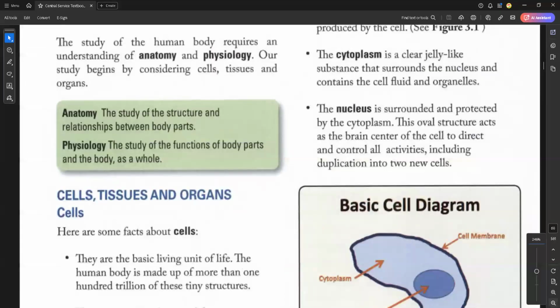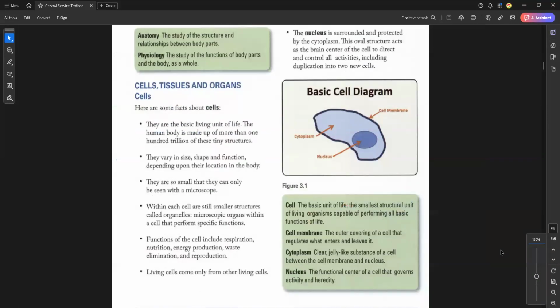So the basic unit of life, they vary in shape. Oh, thanks for zooming it. Yeah, thanks for zooming it. I like it when it's zoomed. Yeah, it's okay this way.